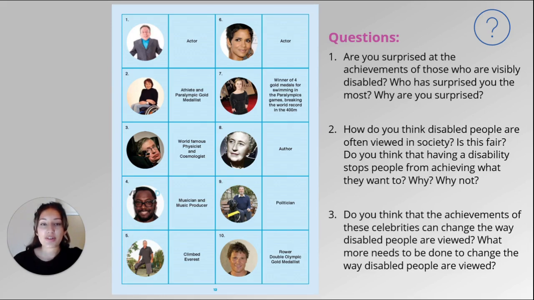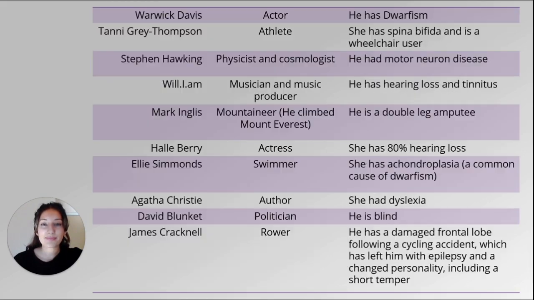After this discussion, ask the young people to separate the pictures of the celebrities into 2 groups. Those celebrities who are disabled and those who are not disabled. Ask the young people to feed back their answers to the group and the reasons behind their choices. Reveal to the young people that all of the celebrities have a disability.